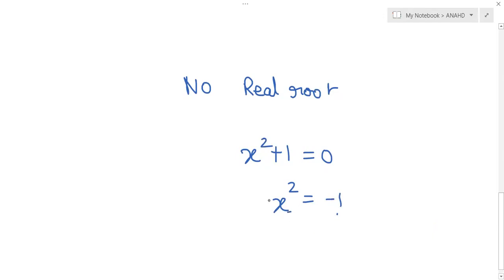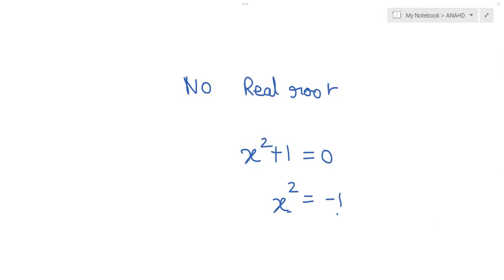Now, can you find a real number such that its square is equal to -1? Do we have such squares which give us negative numbers? No. That's the reason this particular equation is not possible in real numbers. In the real domain, this is not possible. Do we have a solution? Of course, we have a solution. We will talk about this later.